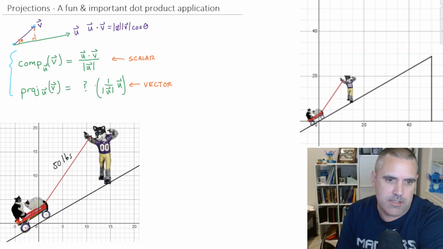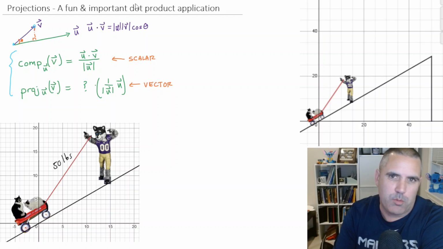Here are my cats sitting on a wagon. Here's Harry the husky about to pull them. Let's pretend that he's pulling with about 50 pounds of force. And ignore it if these numbers don't make any sense. I'm just giving an example. And imagine he's pulling them up a ramp. For this situation, I chose the ramp to be 30 degrees. And I also have Harry pulling at another 30 degrees. So it's a total of 60 degrees there.